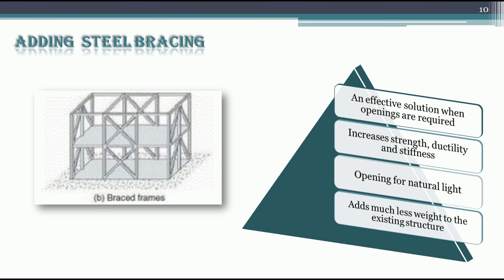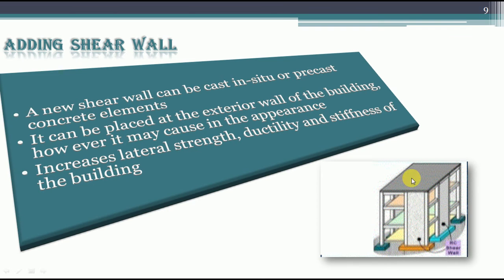Next retrofitting technique is adding steel bracing. Here the figures show a framed RC structure with steel bracing. It is an effective solution when openings are required. Compared with the adding of the shear wall, here the shear wall covers the entire area.